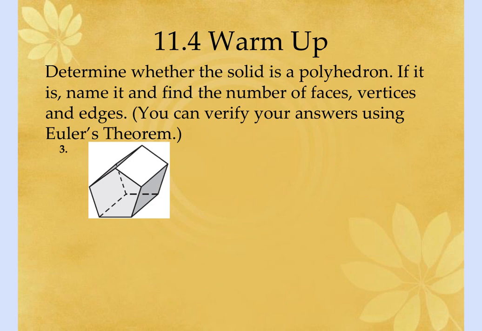All right, then number 3, same set of instructions. Is this a polyhedron? Yes. What kind? The pentagonal prism. Good. It's a prism because it has 2 bases, and the shape of the base is a pentagon. That's the first part of its name.